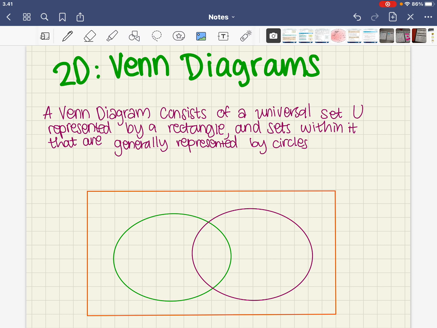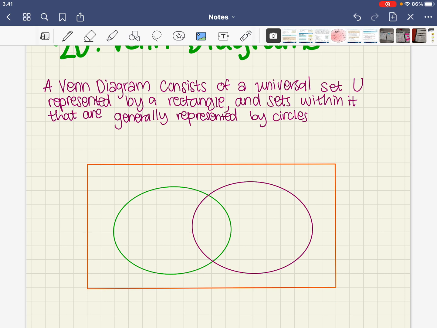So Venn diagrams. A Venn diagram consists of a universal set U represented by a rectangle and sets within it that are generally represented by circles. So I'll give you a very generic example.